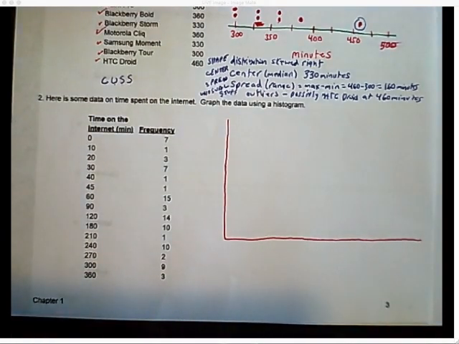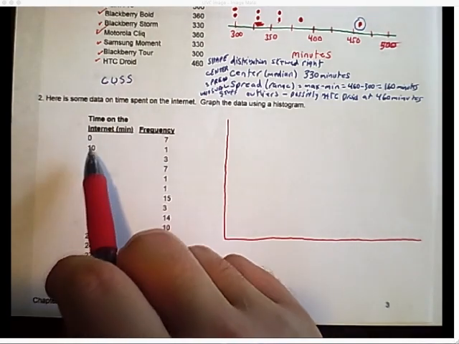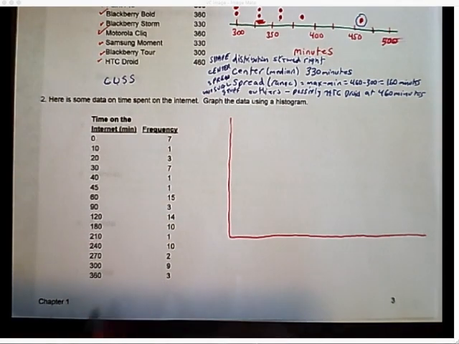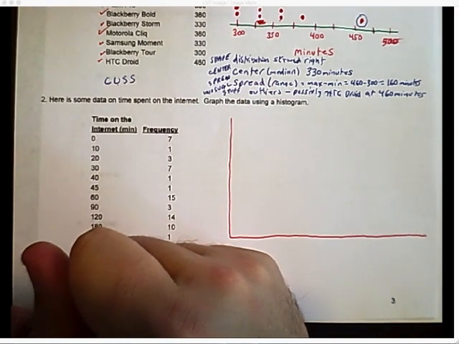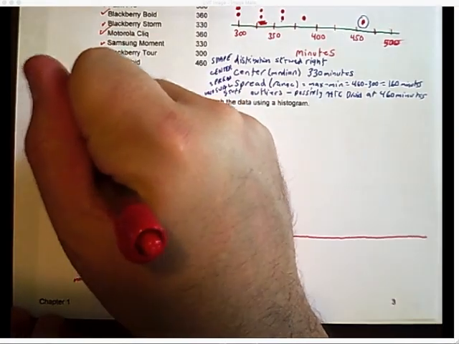all right. First thing we want to do is get a good number of bins. People spent as little as 0 minutes on the internet, up to as many as 360 minutes on the internet. Now it doesn't tell us if that's per day. I would assume it's probably per day. But we need to set a bin size. So this is the biggest, 360 is the maximum, and 0 is the minimum.